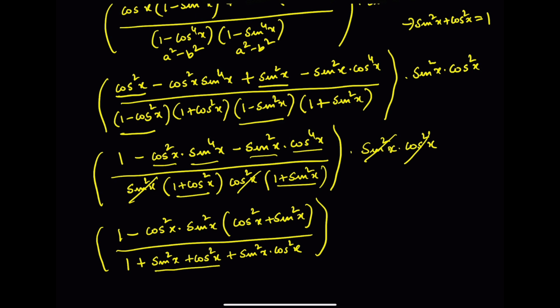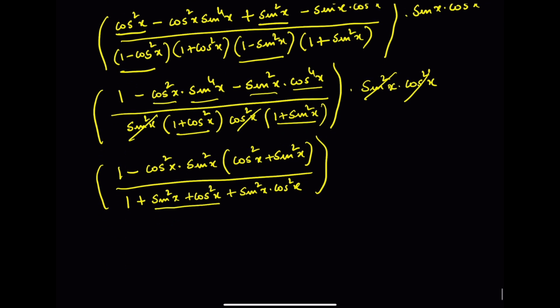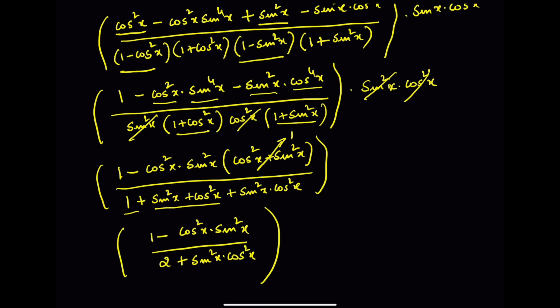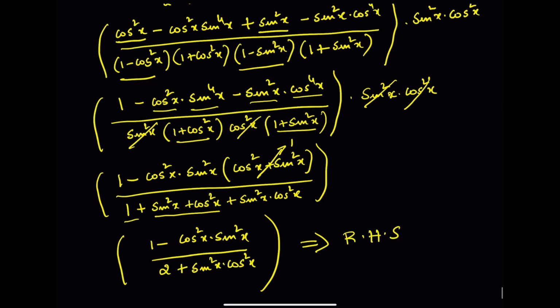So now we can change this part to 1 again, and this will change to 1 because of the identity. So now we will have 1 minus cos square x sin square x divided by, so this will be 1 plus 1, 2 plus sin square x cos square x. So this is what we wanted to prove. This is your right hand side of the equation.